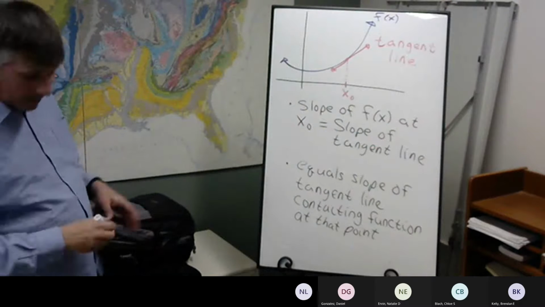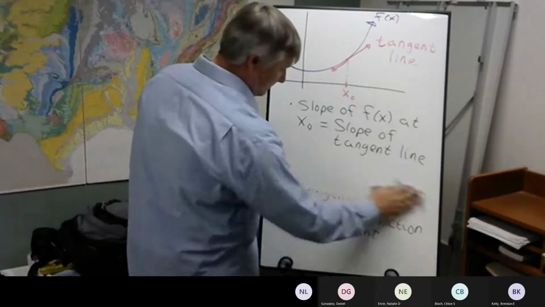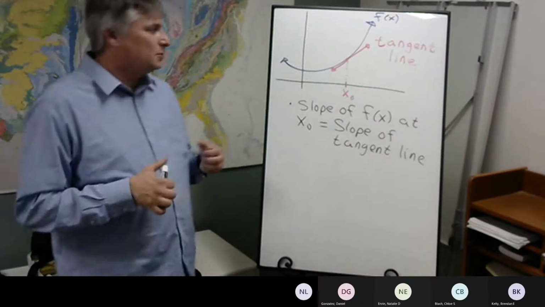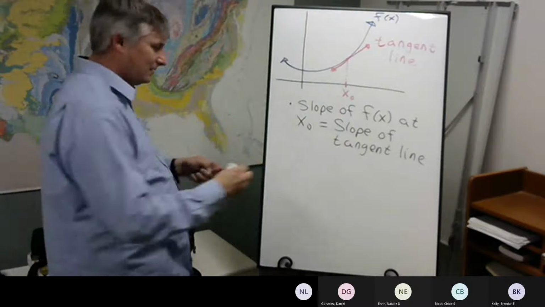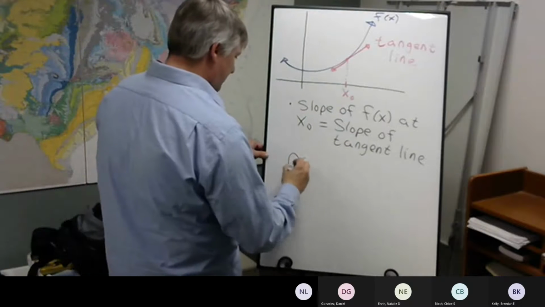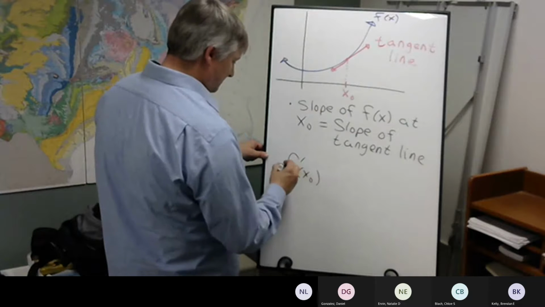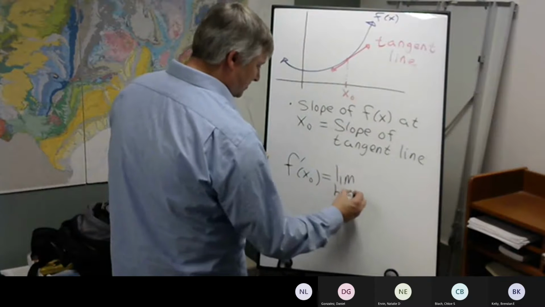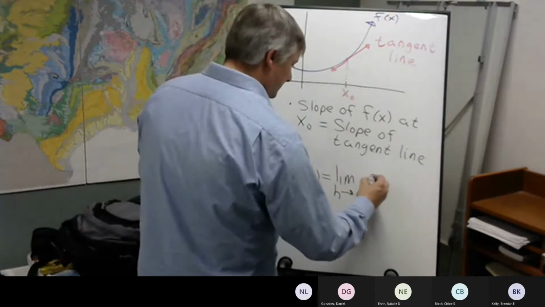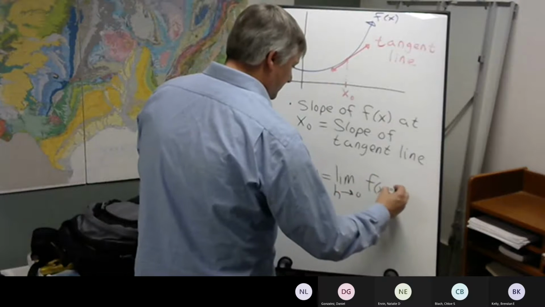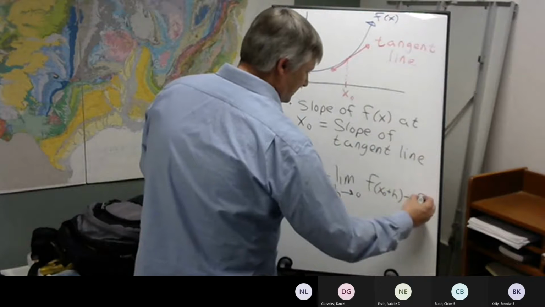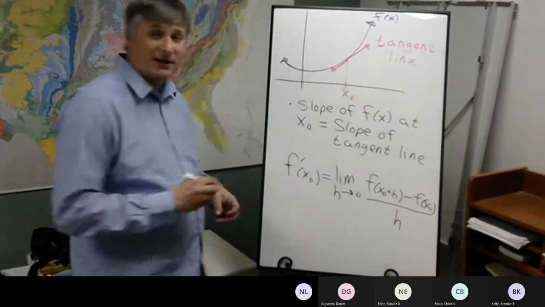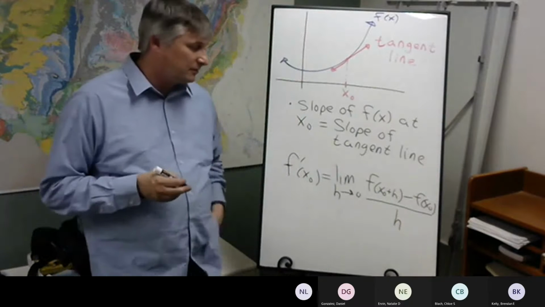So the way we calculated this is we use what's called the difference quotient. And we said that f prime at x0 is equal to the limit as h goes to 0 of f of x0 plus h minus f of x0 over h. And that's the formula for our derivative.